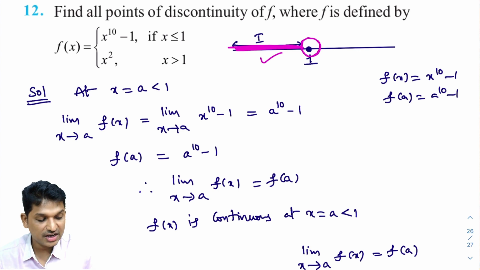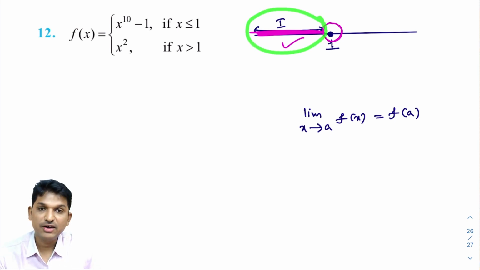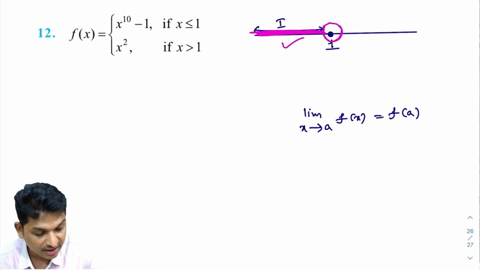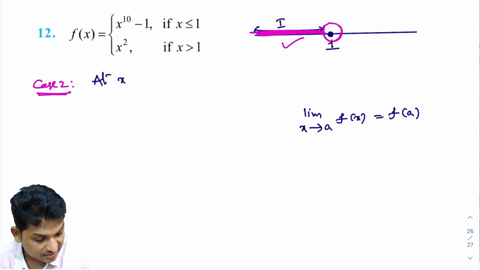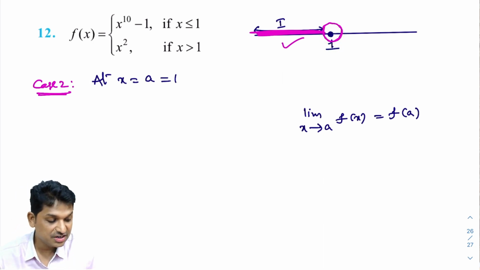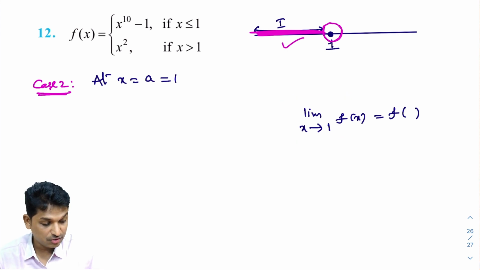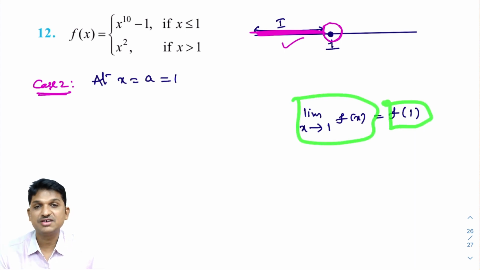Now what is case 2? I need to check the continuity at 1. I checked continuity in this zone and got that it is continuous, and case 2 I am doing at x equal to 1. At x equal to 1, I am checking continuity at this point. When we say the function is continuous at x equal to 1, yes, if limit as x approaches 1, f of x equals f of 1, then we say that the function is continuous at x equal to 1.